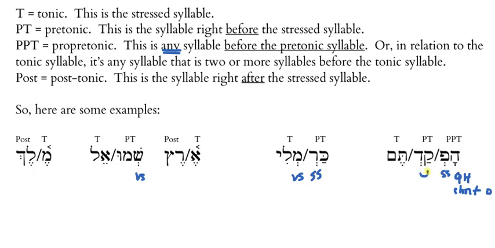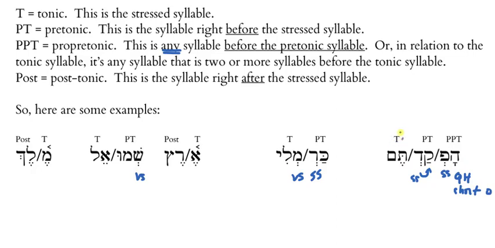I look to the right, and I ask, is the vowel to the right long or short? And the answer is, pathak is short, so the shava is silent. And I always divide where? With silent shavas? To the left. Very good. So it's hof, kad, tem.